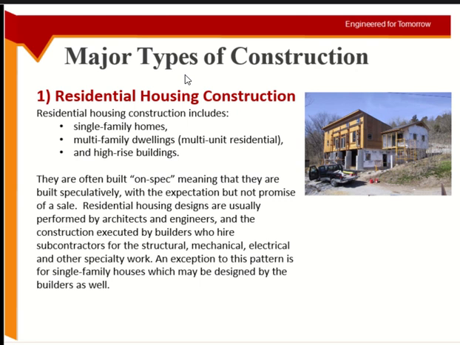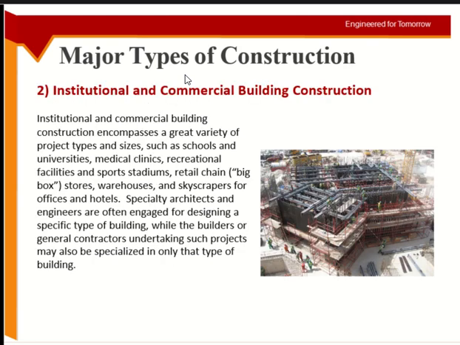Clear? Then we have the other one, the next type, which is institutional and commercial construction. They are also dealing with a big part of the construction work. If you look at the examples which are given, hospitals for example, and we have medical clinics or hospitals, then we have stadiums, warehouses, multi-story buildings for offices and malls, and hotels.